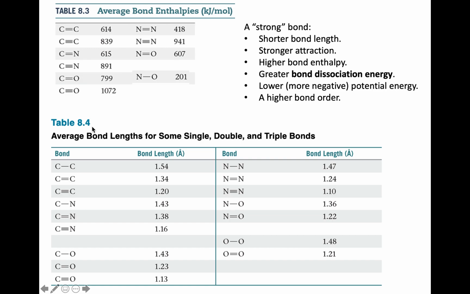So as I'm fitting together these ideas, the way I conceive it, a strong bond is a shorter bond. There's a stronger attraction. It has a higher bond enthalpy. It has a greater bond dissociation energy. This is the energy that it takes to break the bond. It would result in a lower, more negative potential energy value and a higher bond order. All of these are terms that I'm fitting together when I'm thinking about a strong bond.